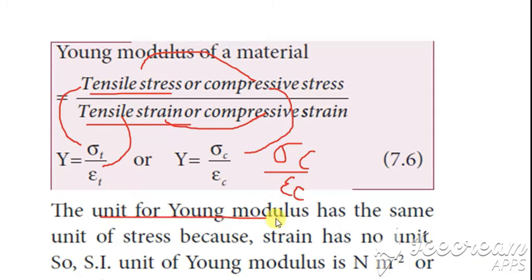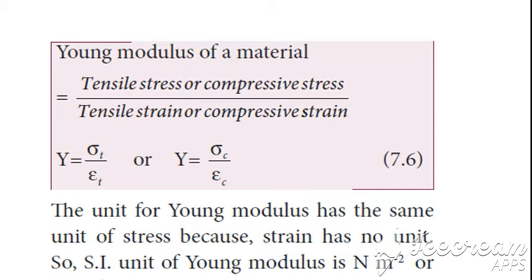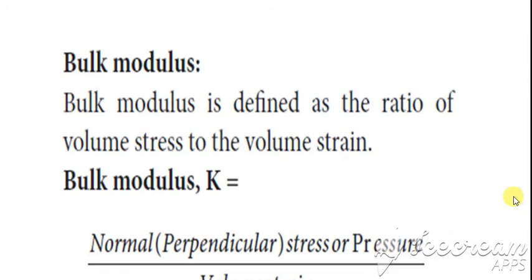The unit for Young's modulus is the same as stress, because strain has no unit. What is the SI unit? It is N m power minus 2, or the other unit is Pascal. So this is the unit for Young's modulus. Clear with this?